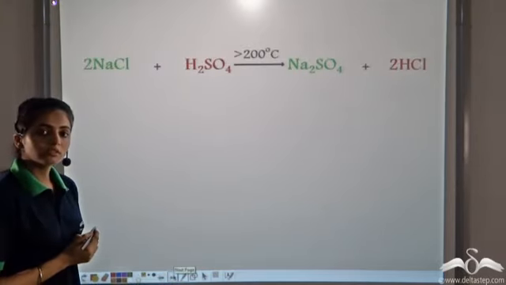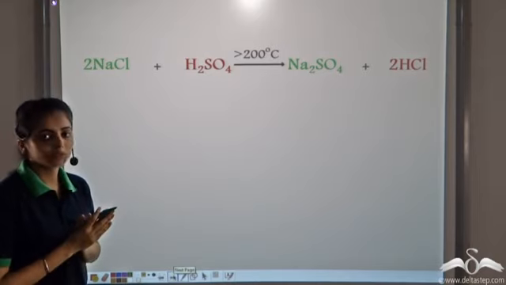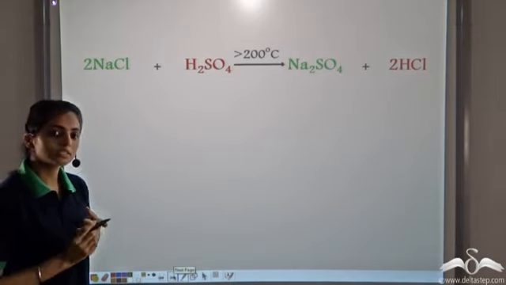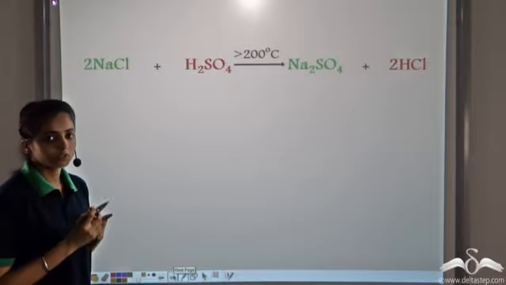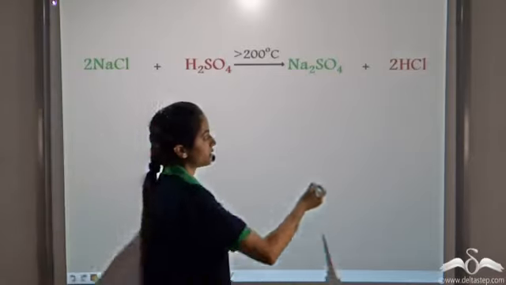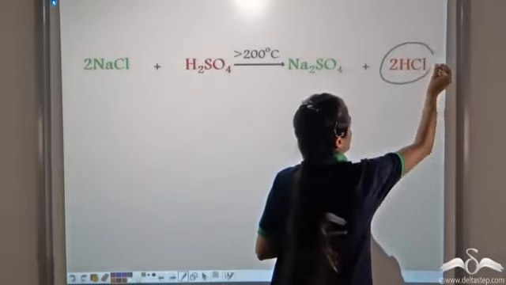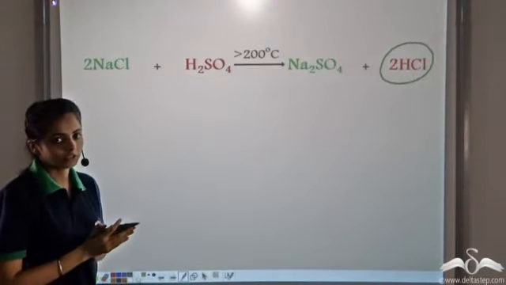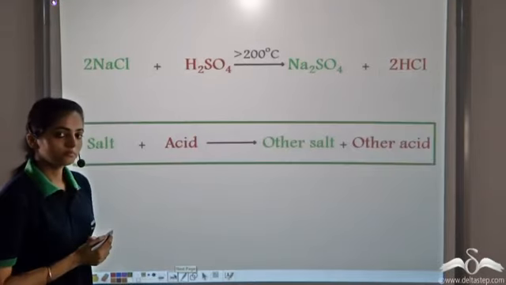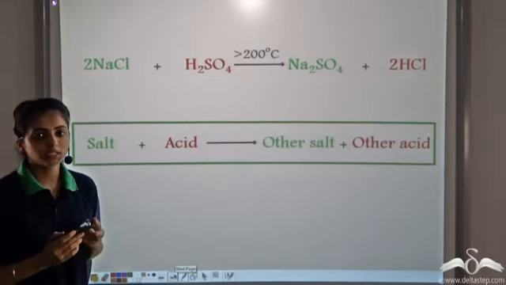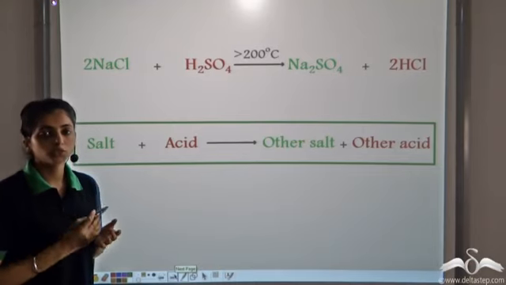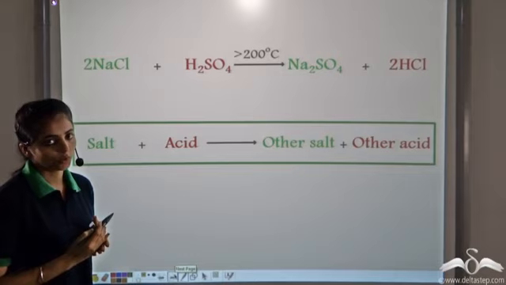So this reaction, that is sodium chloride reacting with sulfuric acid at a temperature greater than 200 degrees Celsius, gives us another salt, which is sodium sulfate, and we can prepare our hydrogen chloride. So this is how we prepare hydrogen chloride in the laboratory. The reaction used in this case is one acid reacting with a salt to give another acid and another salt.